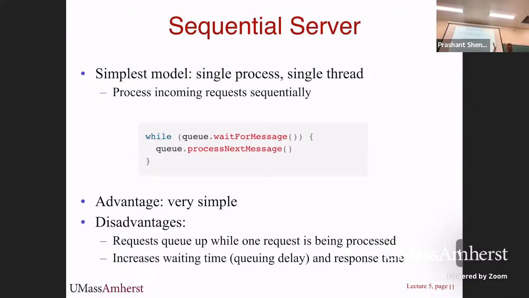We'll start with our sequential server. This is basically the most trivial form of writing a server. You essentially wait in a while loop for a request to arrive in the queue. The queue may be a socket queue, or it could be an RPC request coming in. So you wait for a request.